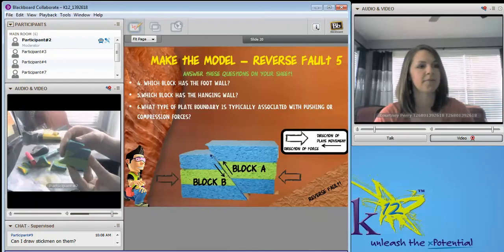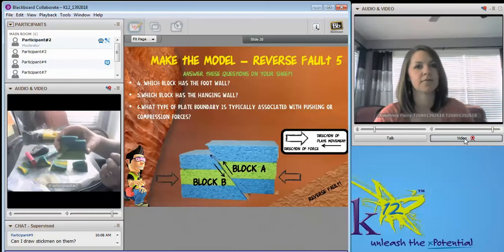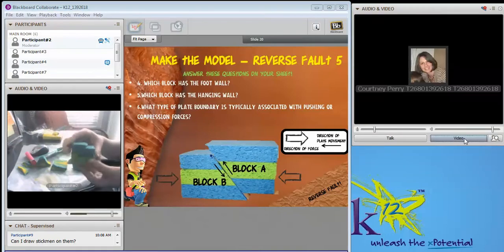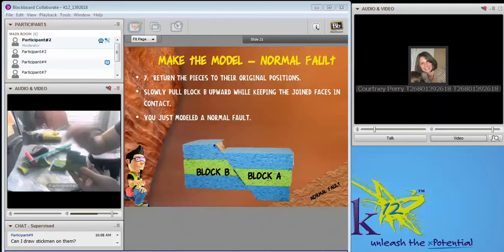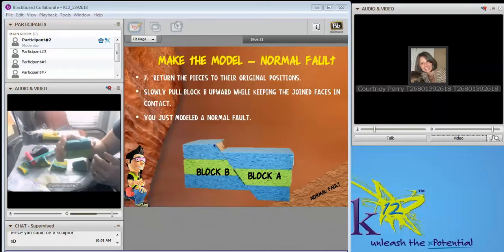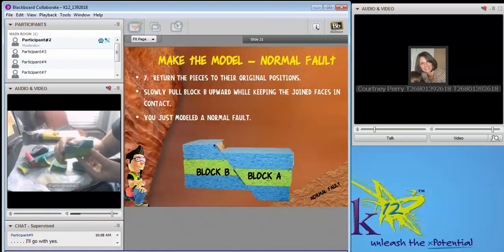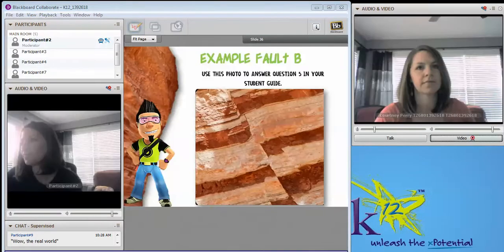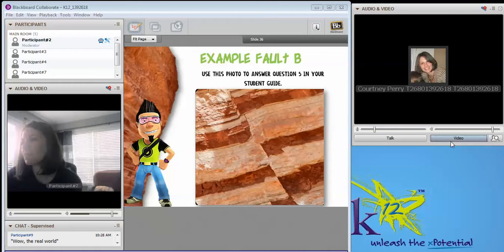Fault compression makes this move up. And I have a reverse fault. Okay, let's do our normal fault. Return the pieces to their original position. Slowly pull block B upward while keeping the joined faces in contact. So the hanging wall now is going to move down. We then looked at examples in the real world and determined what type of faults had occurred in the real world examples. All right, here's our second one.